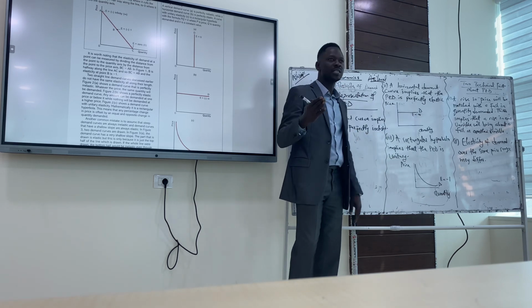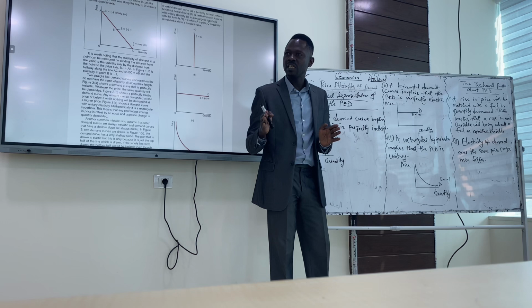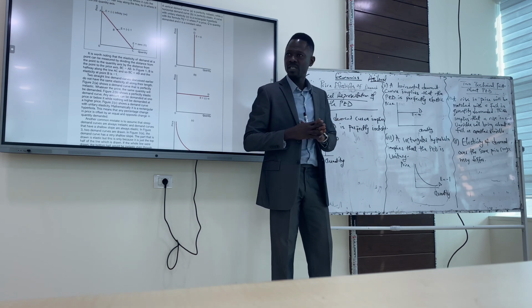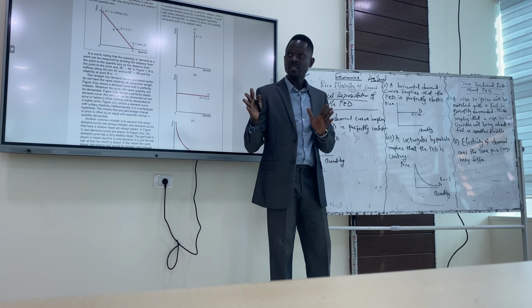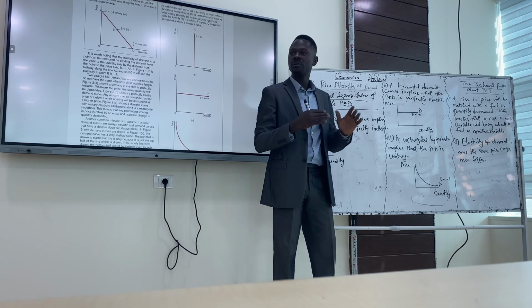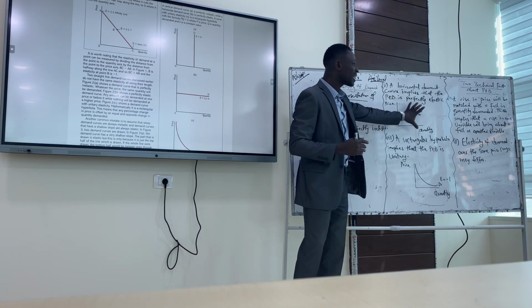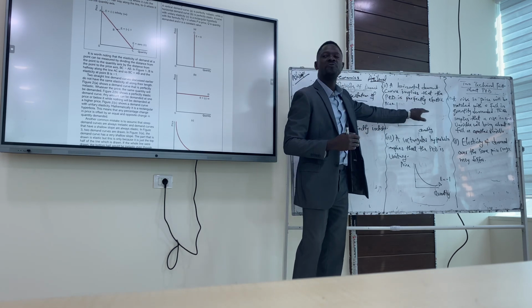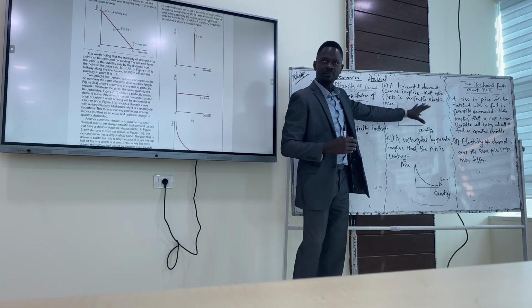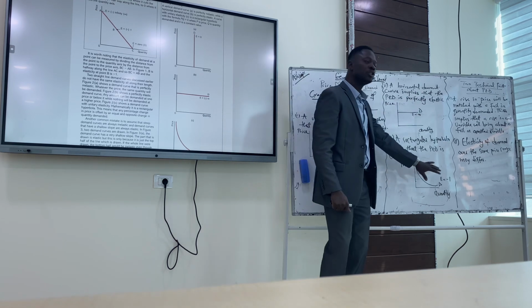If it is elastic, it means there's a significant change in the quantity demanded as a result of a change in price. I think we get the point here. If it is perfectly elastic, it means there's a significant change in the quantity demanded as a result of a change in price, and your elasticity of demand is to infinity. Is it clear? And the last one, it is unitary.